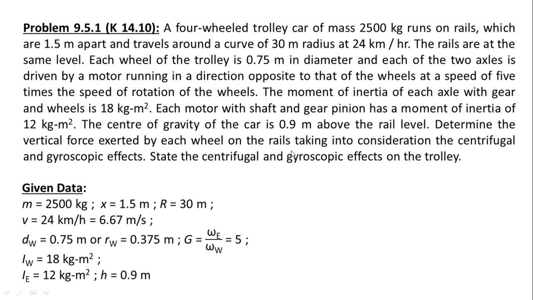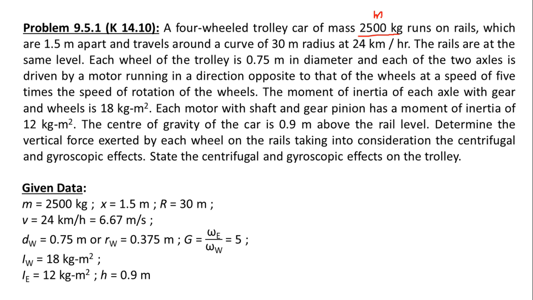We'll read the question. A four-wheeled trolley car of mass 2500 kg runs on rails which are 1.5 meter apart. So, what do you understand from the first line? The entire mass is 2500 kg. So, weight of the trolley is 2500 into 9.81. So, this divided by 4, you will get weight on each wheel.